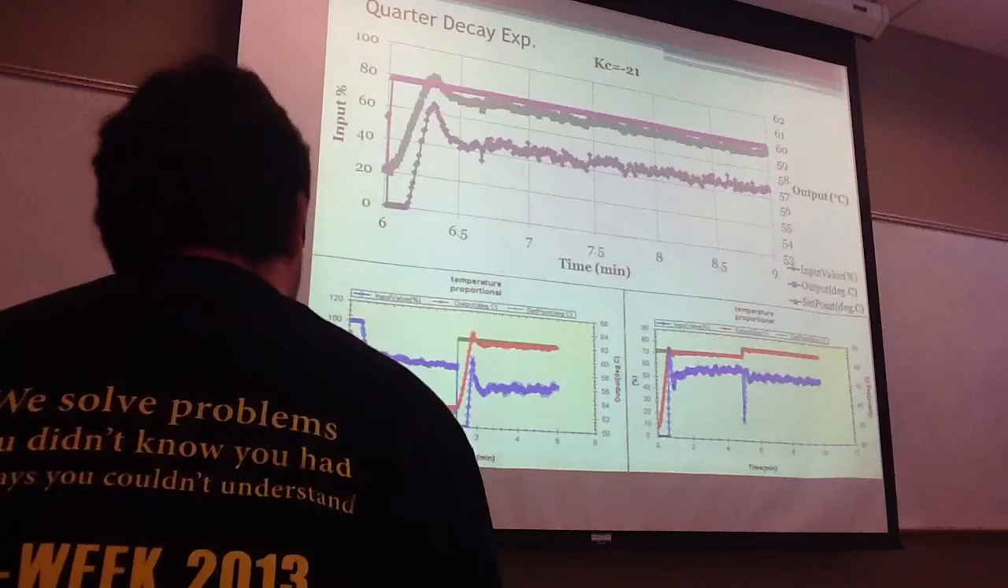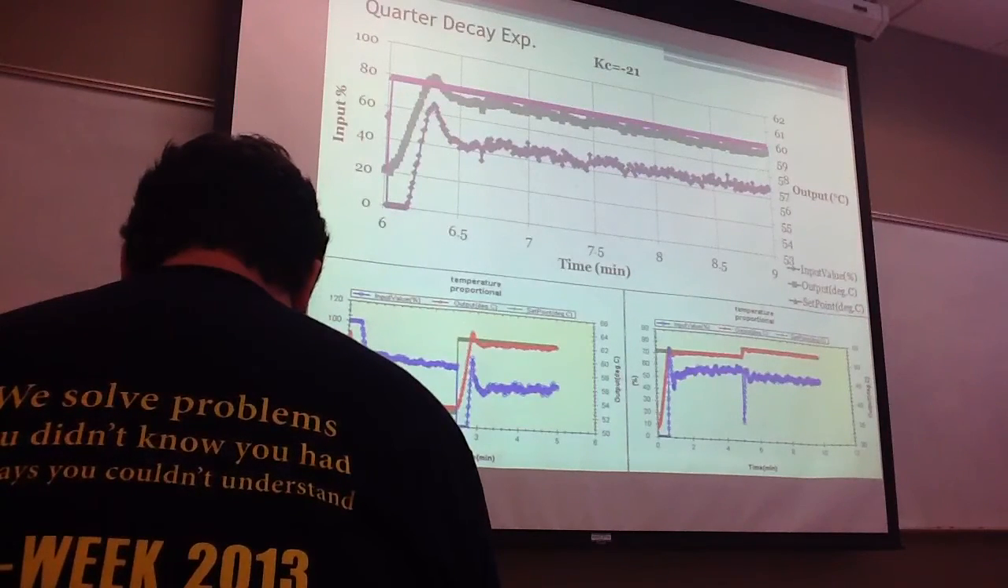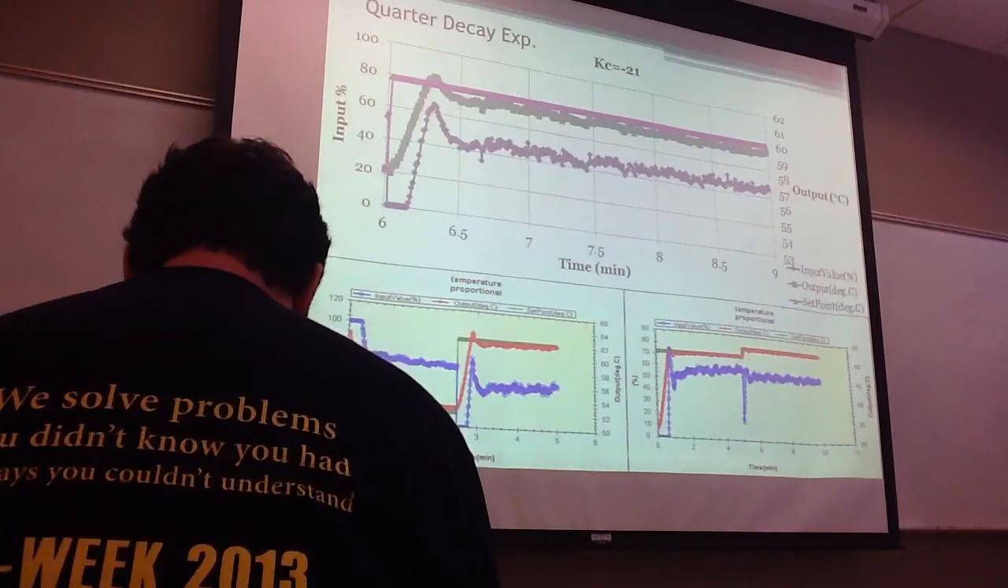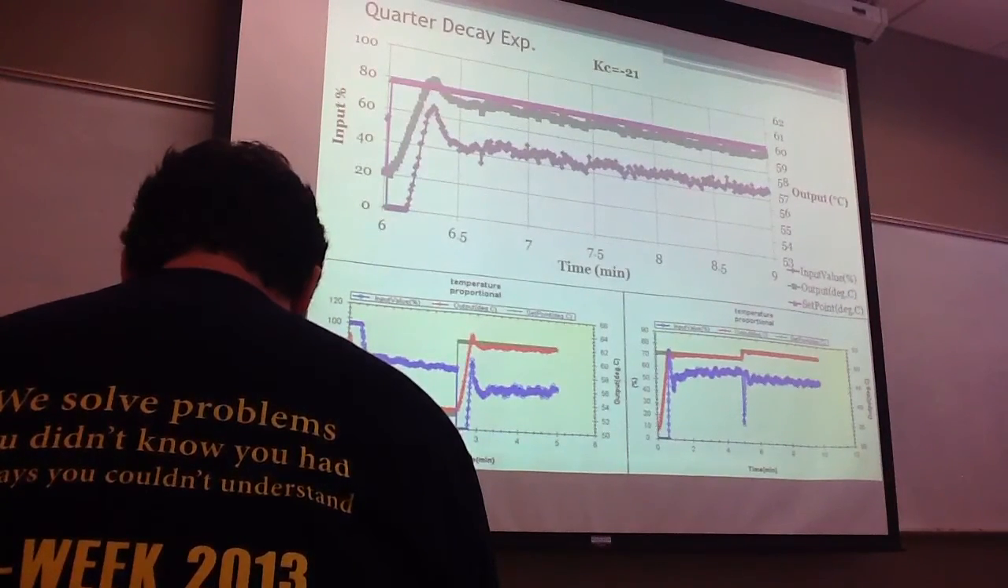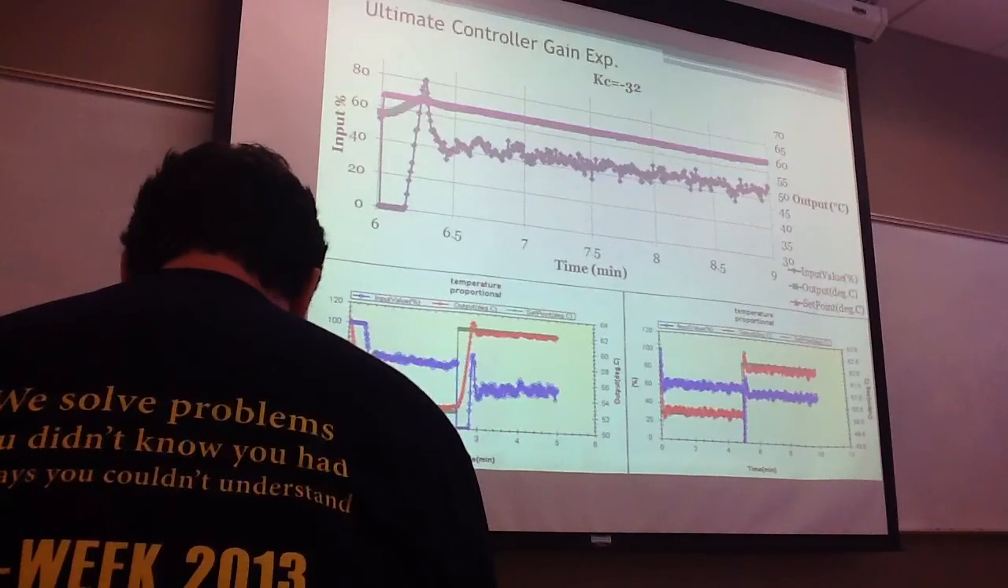And the quarter decay here for each region, it overshoots some, but then it fixes itself a little bit. But I don't know if this really looks a lot like the quarter decay from the modeling. I'm wondering if we missed something again, because for our ultimate controller gain, this should have been a lot crazier.